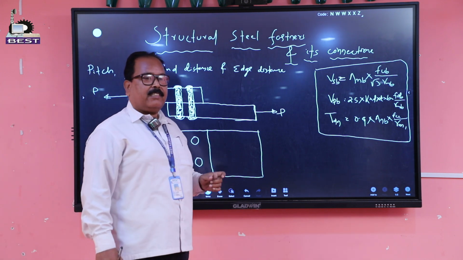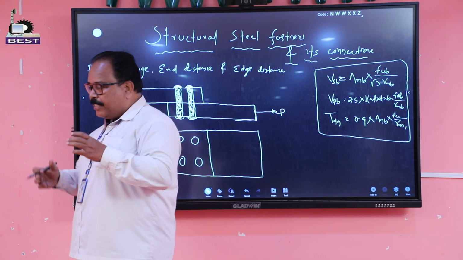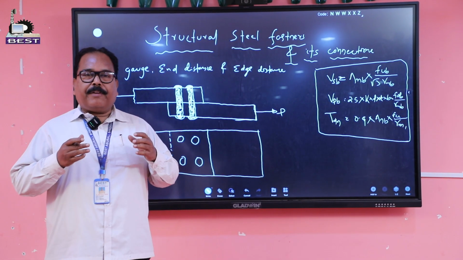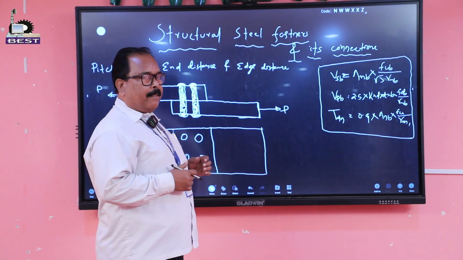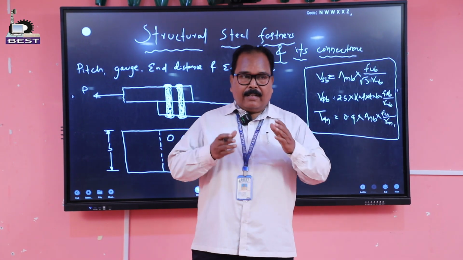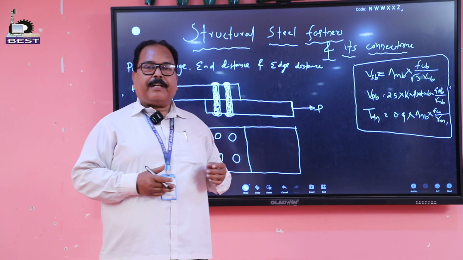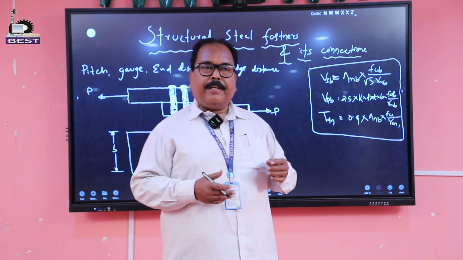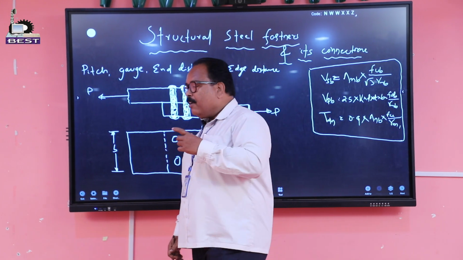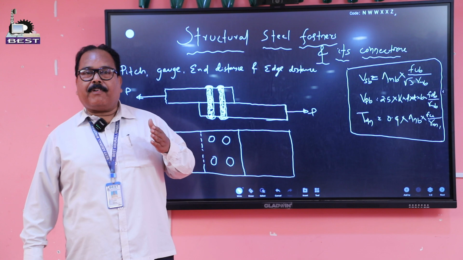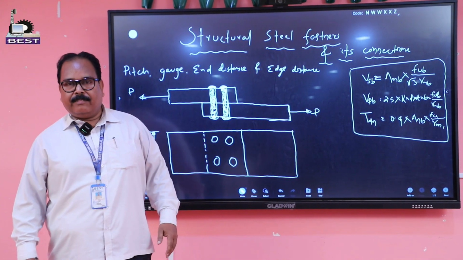What do you mean by fasteners? Structural steel fasteners means steel members are connected by different materials. They may be connected by a riveted joint, a bolted joint, or a welded joint. In one word we say fastener: it may be riveted, bolted, or welded.